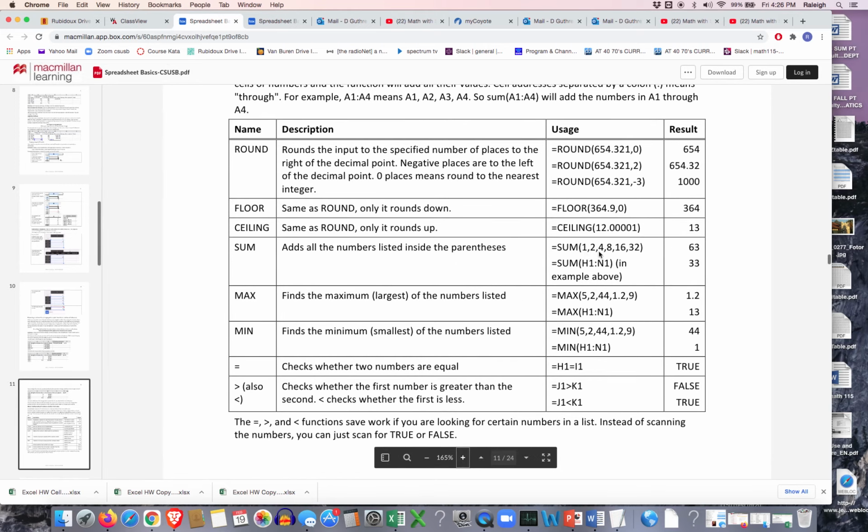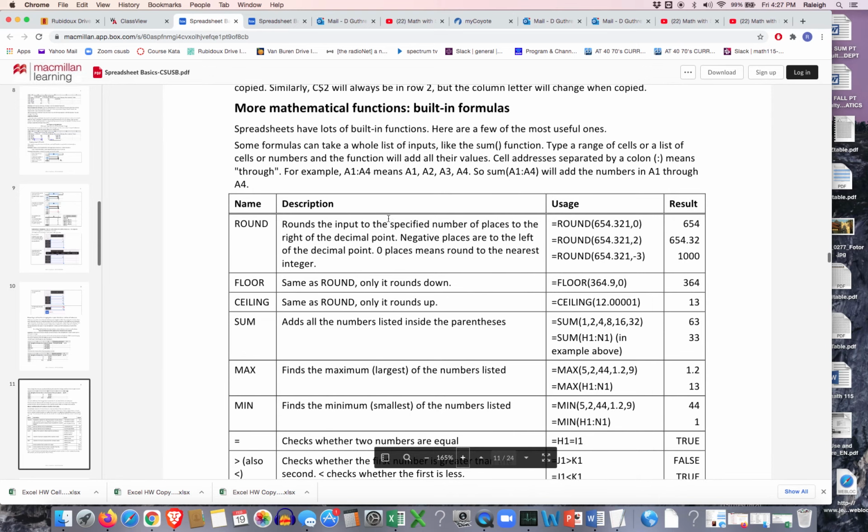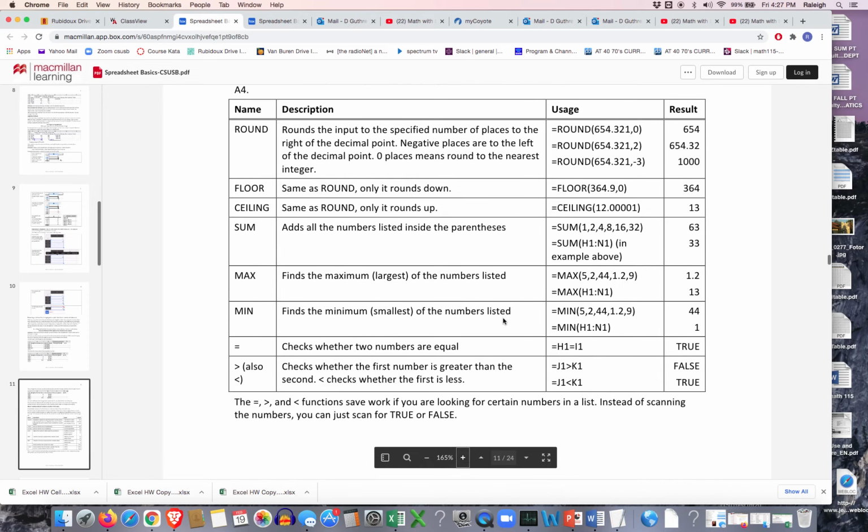Sum's pretty easy. Just takes all the numbers inside the parentheses and adds them up. Or you can go from certain columns. They say in the example above that's a mistake. There was no example above that used that, so it must have been from a different edition. Incidentally, I didn't get through the fact that if you type in A1 colon A4, it means take all of the ones in between, A1, A2, A3, A4, and do whatever you need to do. So in other words, sum of A1 through A4 will add all the numbers from A1 through A4. Just add them up. And in the example above, I guess that you could say that that's the example above.